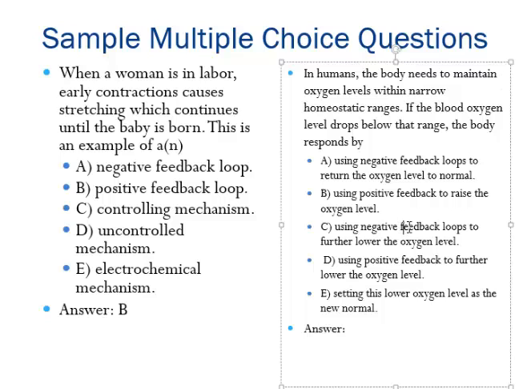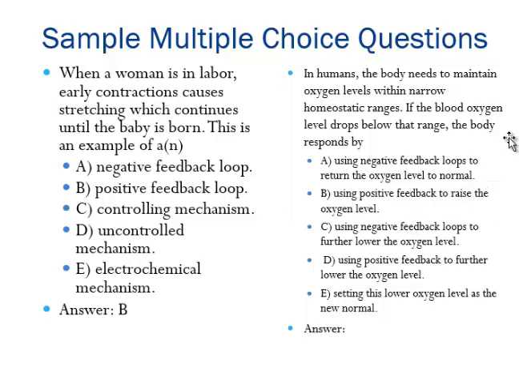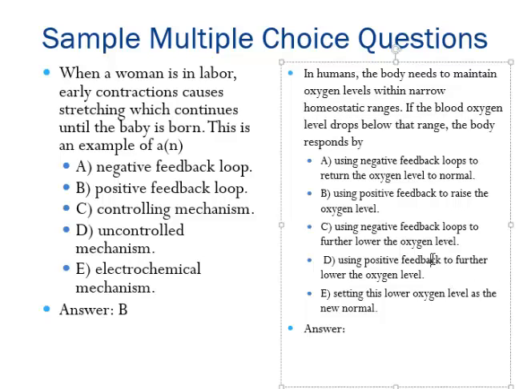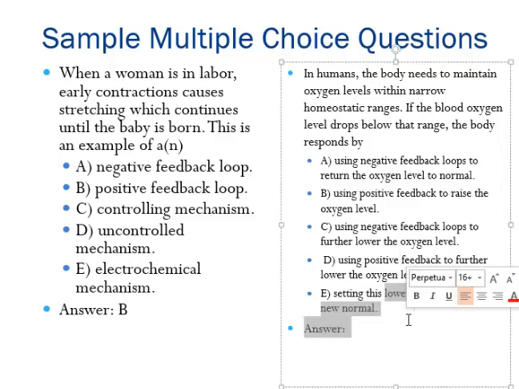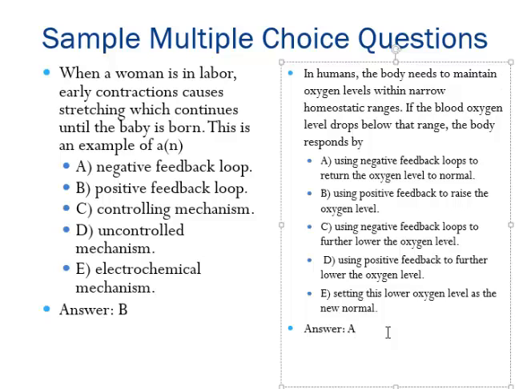Using negative feedback loops to lower the oxygen level? Well, if the oxygen level is already too low, then you wouldn't want to lower it further. Using positive feedback to further lower it, again, that doesn't make sense for the same reason. And setting the lower oxygen level as the new normal, the body can't just do that. The body has to keep the same kind of normal as it always did.